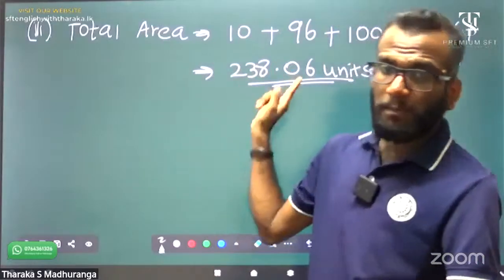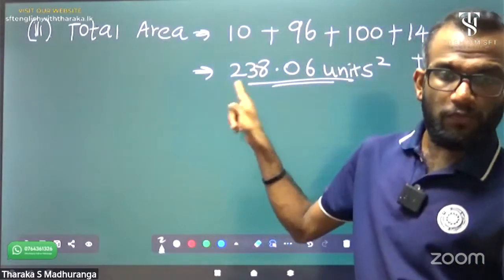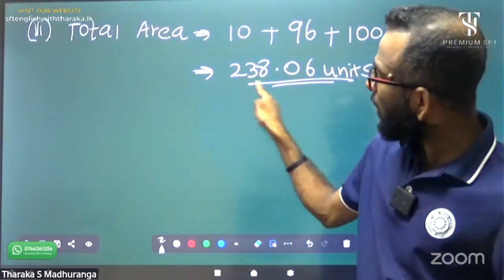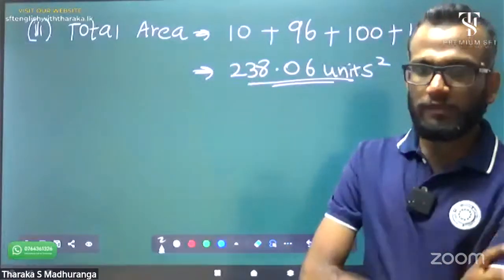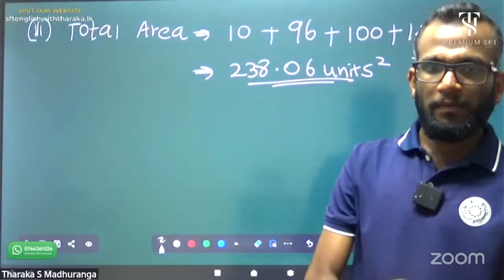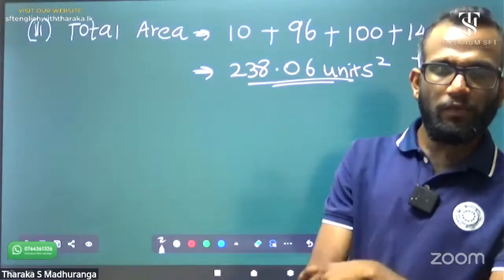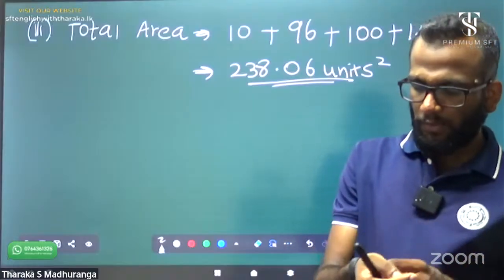These square units are compulsory. If you wrote only the answer, you don't get marks. I gave marks this time, but next time you won't have marks if you miss units.